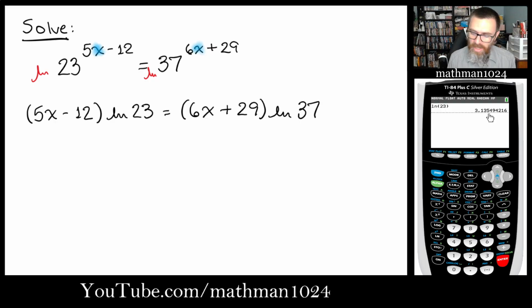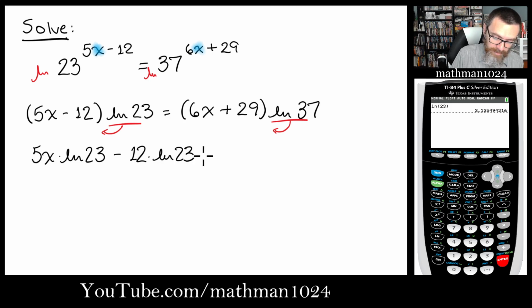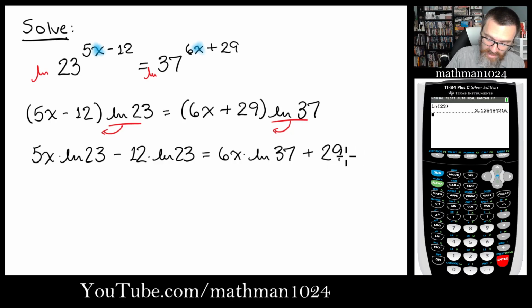Okay, so because these guys are just numbers, we're going to distribute. That means we're going to have 5x times the natural log of 23 minus 12 times the natural log of 23. On the right side, we distribute the natural log of 37, so it's 6x times the natural log of 37 plus 29 times the natural log of 37.